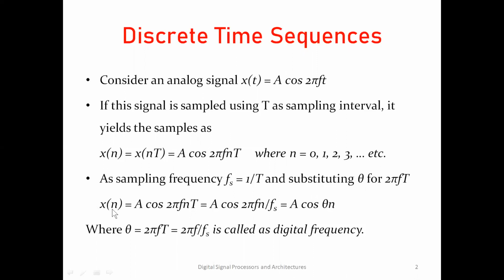The final expression for x(n) becomes A cos 2 pi f nT. T is written as 1 by fs, and 2 pi f T we can write as theta. So when you write theta here, it becomes A cos theta n. Now this theta is called the digital frequency, which is given as 2 pi f T, or we also write it as 2 pi f by fs by substituting 1 by fs for T. This is just a representation of discrete time sequences.